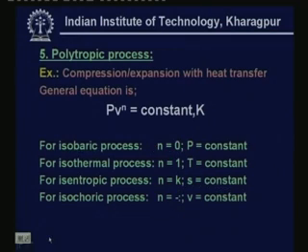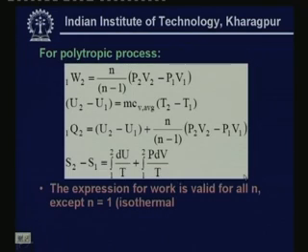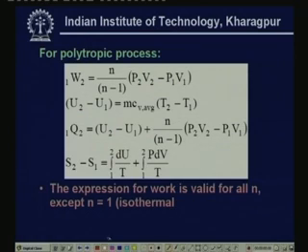Now how do we find the work transfer and heat transfer during a polytropic process? So that is given here. Again I am taking an example of a flow process. The work transfer rate here is obtained by integrating the integral of p dv, along with the expression pv to the power of n is constant, k. If I use these two relations, I can get this equation by integrating p dv.